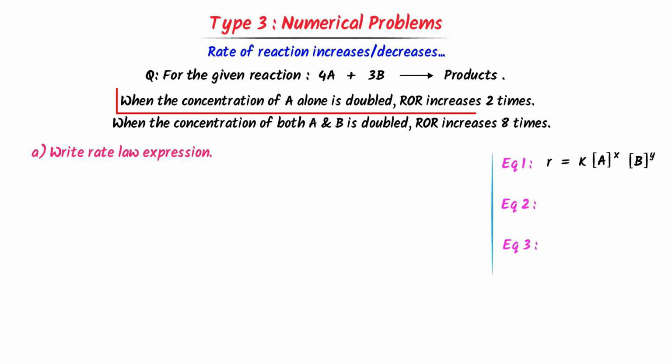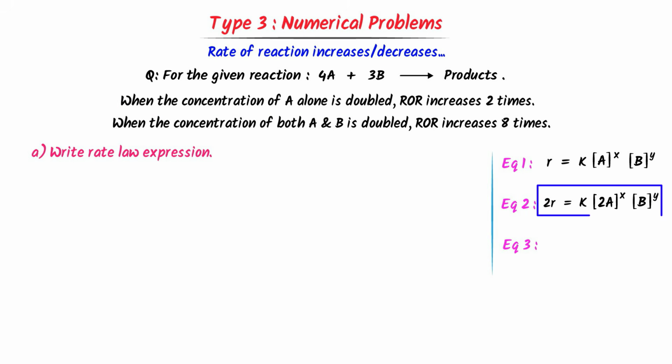Secondly, according to the given statement, when concentration of A alone is doubled, rate of a reaction increases 2 times. I write K is equal to 2 times of concentration of A, power is X, and to concentration of B, power is Y, is equal to 2 times R. It means that if we increase the concentration of A alone 2 times, the rate of a reaction increases 2 times.